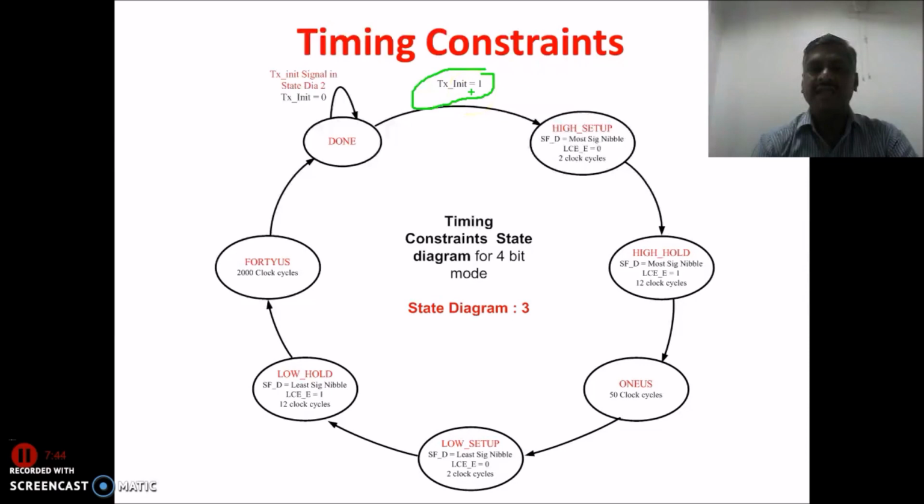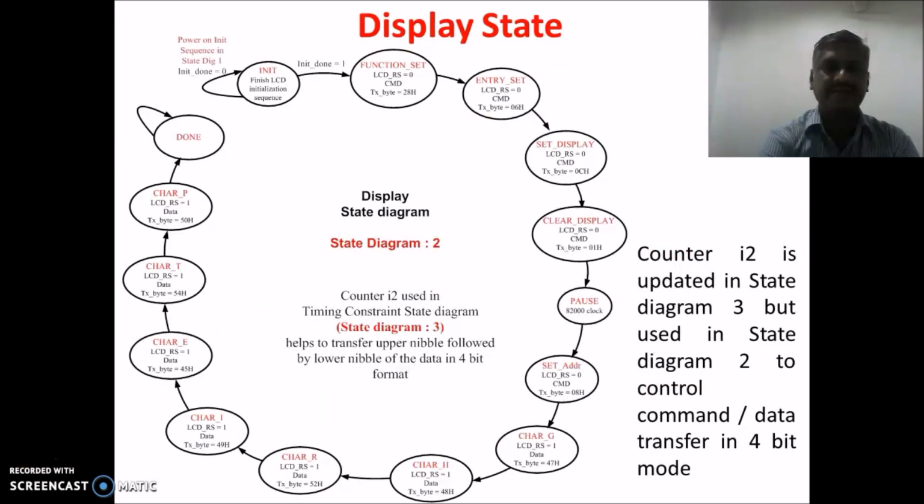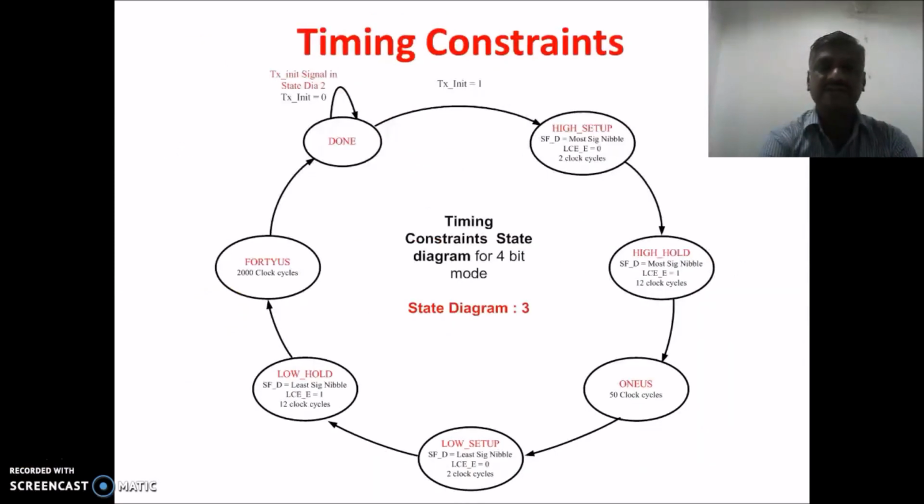This is 1. When will it be 1? I will go to the previous state diagram. Now look here. Whenever we are doing the function set, we are using this particular command, RS equal to 0. We have given this particular thing on the transmission byte. Out of this, initially the 2 is taken, that is the MSB of the particular byte, or the most significant nibble of that byte. And then we will come to this particular state diagram.